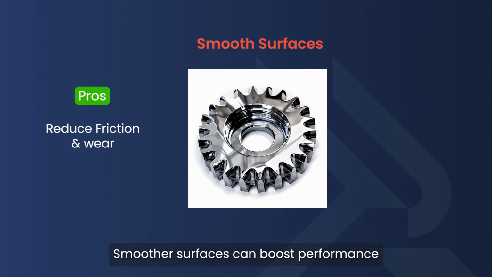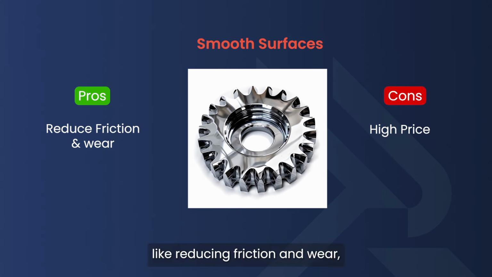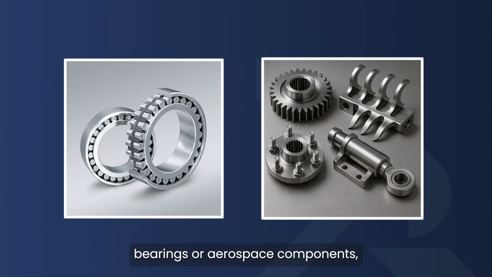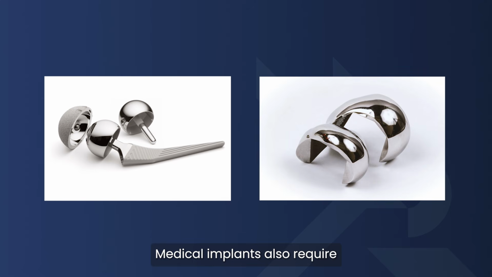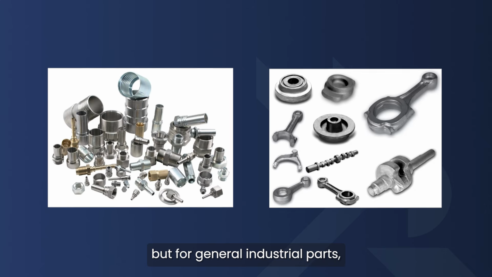Smoother surfaces can boost performance in many ways, like reducing friction and wear, but they often come with a higher price tag. For example, if you're designing precision bearings or aerospace components, a fine finish is necessary to reduce friction and wear. Medical implants also require ultra-smooth surfaces for hygiene and safety. But for general industrial parts, a standard machined finish is often good enough and more cost-effective.